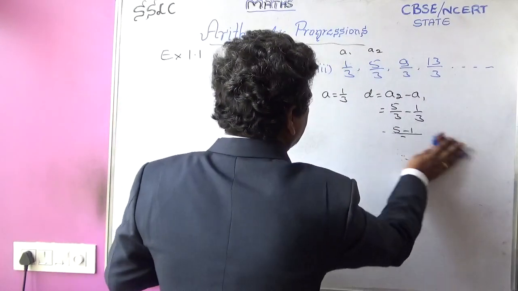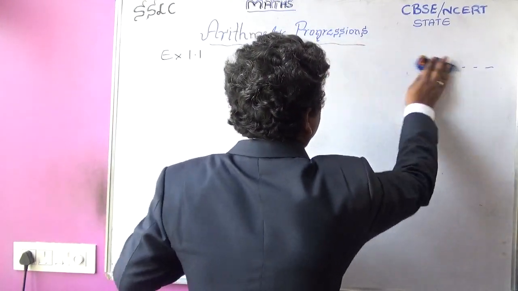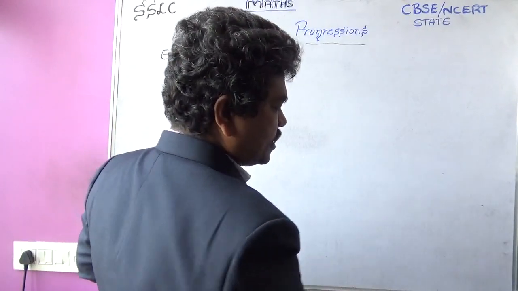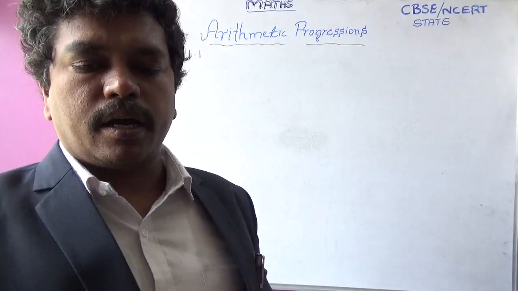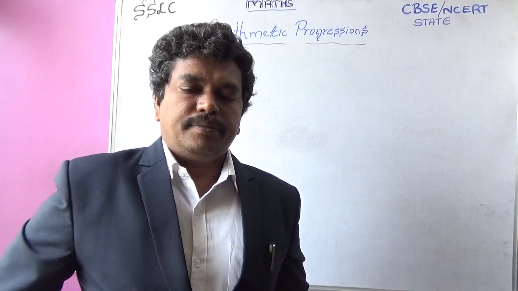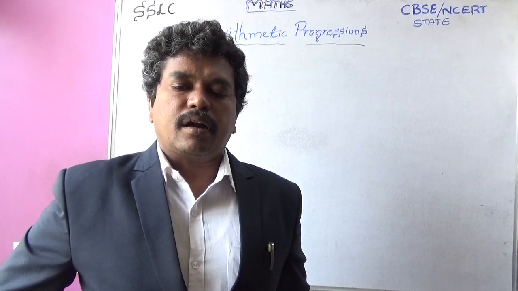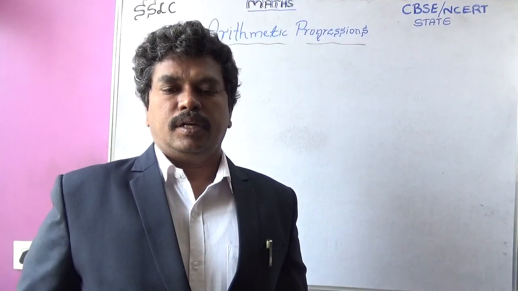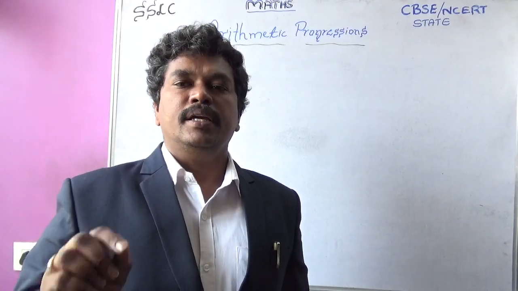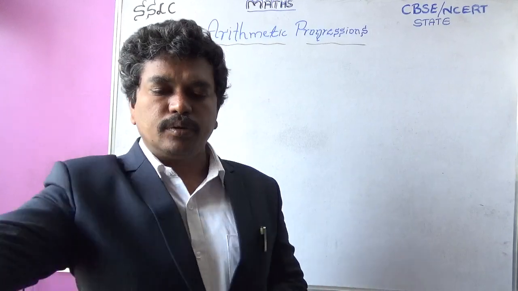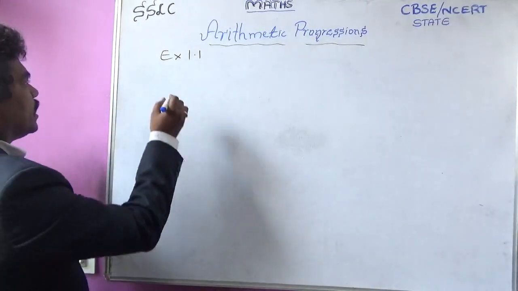In the fourth main, they asked whether the given series of numbers is an AP or not. Which of the following are APs? If they form an AP, find the common difference D and write the next 3 terms. If they give an AP, you have to check whether it is an AP or not. Now I told you how to check it.